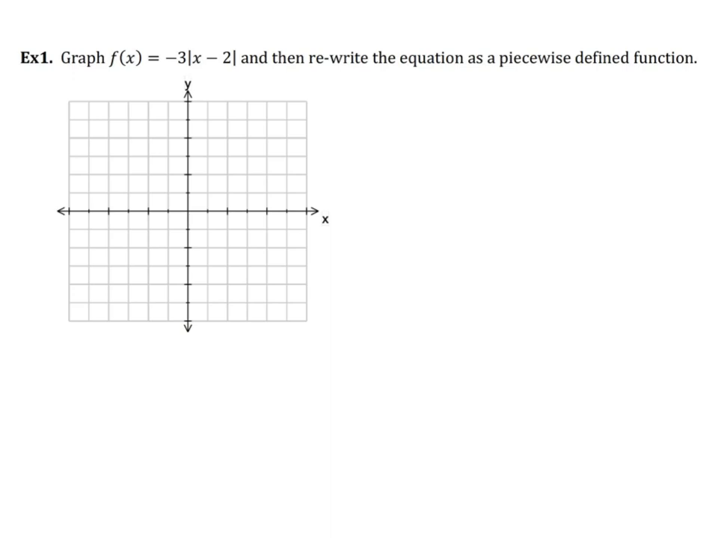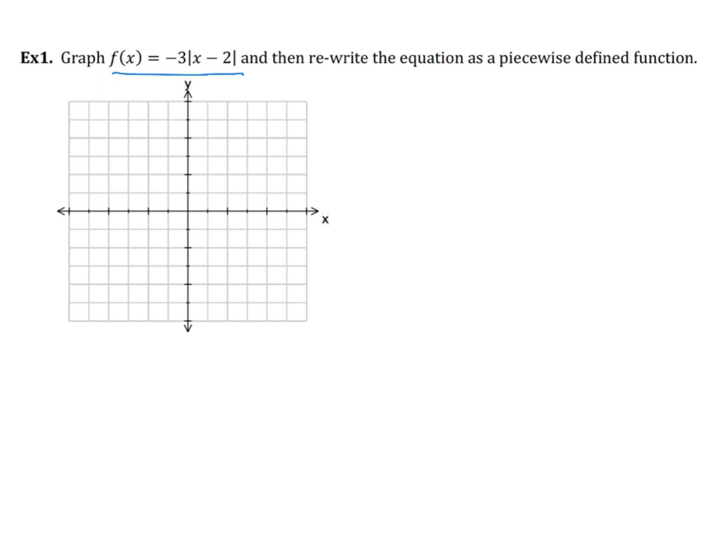All right, so example 1. We have an absolute value function, f of x equals negative 3 times the absolute value of x minus 2. And we want to rewrite this equation as a piecewise function. But first, let's go ahead and graph it.